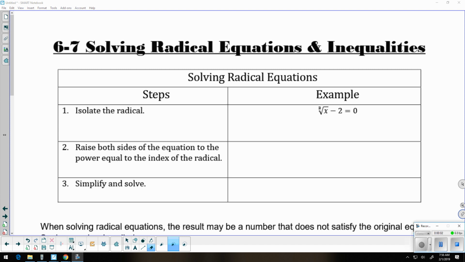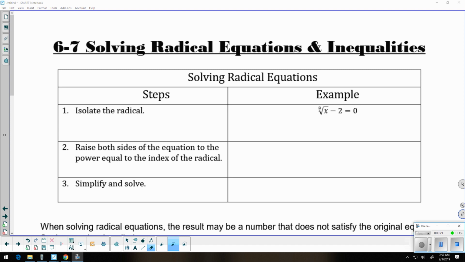All right, hello everybody. We are focusing on our last section now of chapter 6. So section 7 has to deal with solving radical equations and inequalities. So how do we solve an equation that has a radical in it? How do we solve an inequality basically that has a radical in it? So here are the easy steps that are already listed on the left-hand side for you guys.